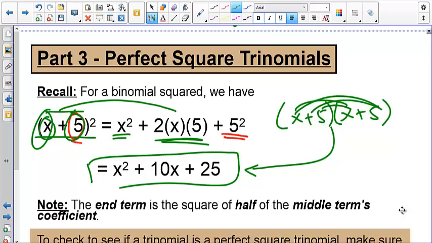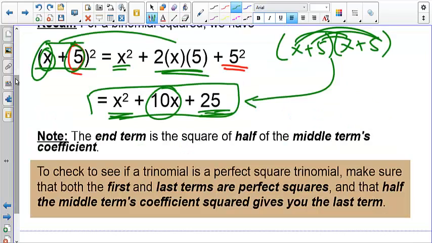This is what we call a perfect square trinomial because it's the result of squaring a binomial. So you'll notice that this term is a perfect square, and this term is a perfect square, and this is exactly twice the square root of the first term times the square root of the last term. What's in the highlighted box is extremely important to remember.